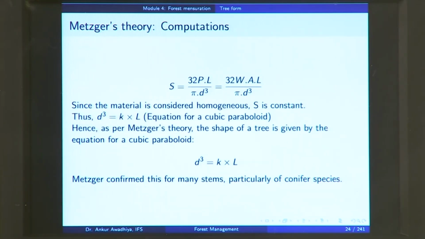Hence, as per Metzger's theory, the shape of the tree is given by the equation for a cubic paraboloid, or d cube is equal to k times L. And Metzger confirmed this for many stems, particularly of the conifer species. Thus Metzger's theory tells us that the form of a tree can be represented as a cubic paraboloid, which is given by the equation that we saw just now.